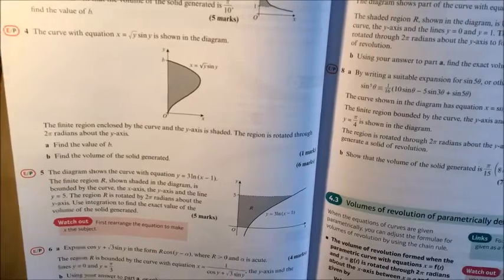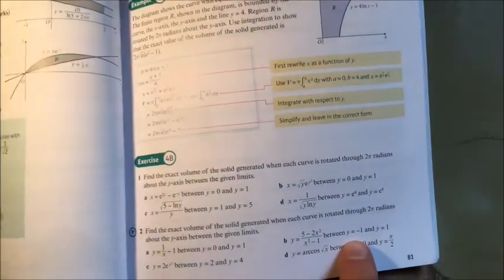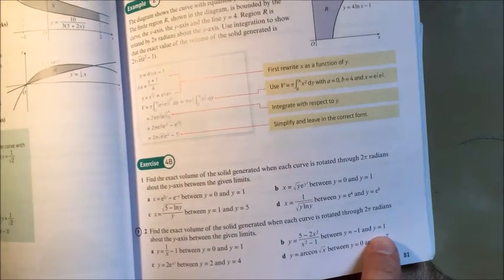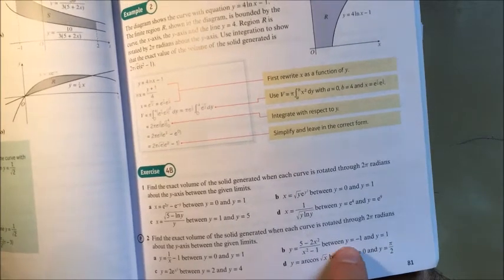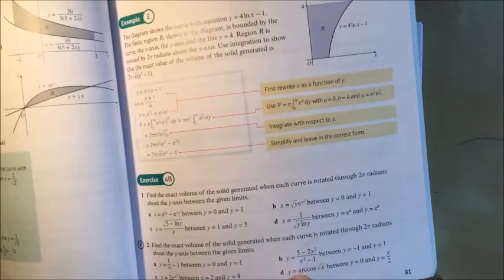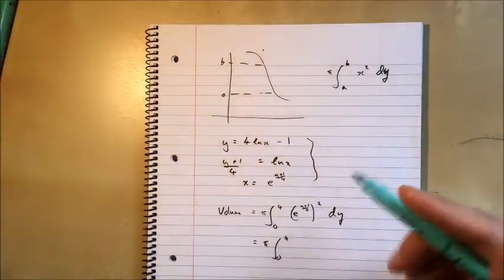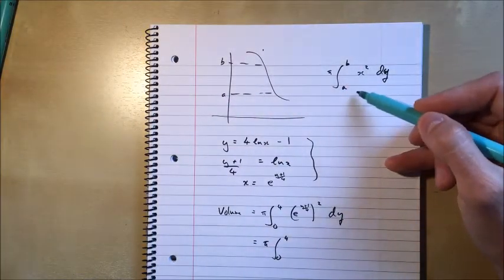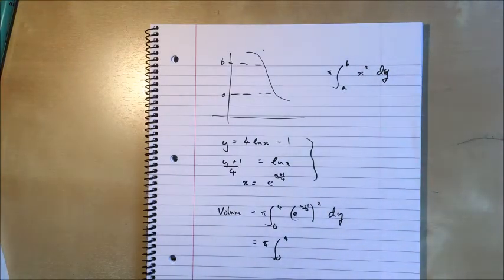Let's see if I can find an example of a question. I can't see one easily, but here they've given us the y values to integrate between. Sometimes they will give you the x values, from x equals something to x equals something else. And in that case, you obviously need to convert those into y values to make them into the limits on your integral. So watch out for that. Those are the usual traps.